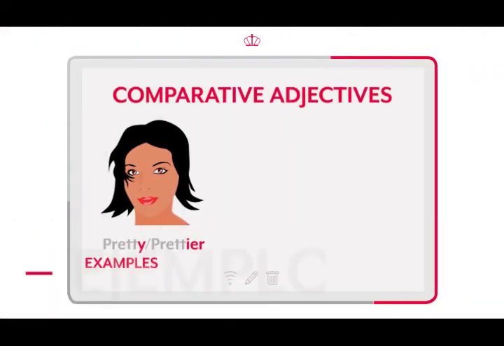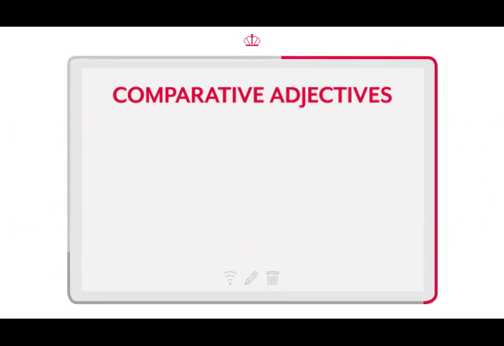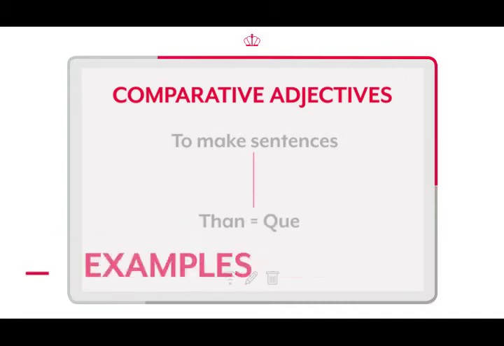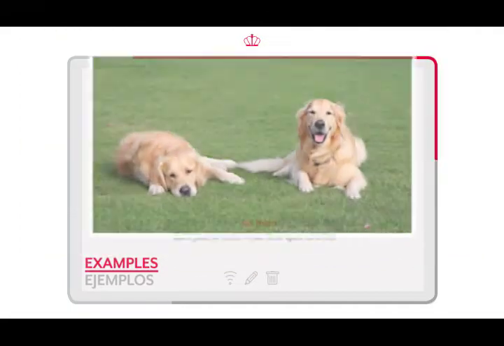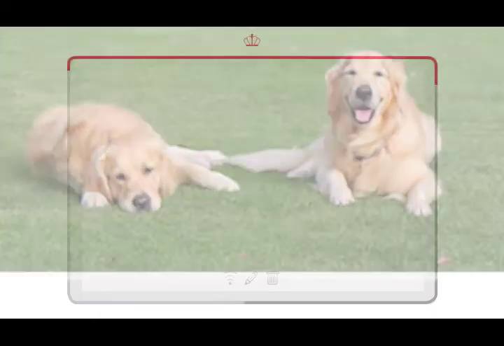Pretty, prettier, happy, happier. In order to make sentences, we have to use the word than. Para poder crear enunciados, tenemos que usar la palabra than, que es el equivalente a que. Por ejemplo, this dog is happier than the other dog. Este perro está más feliz que el otro.